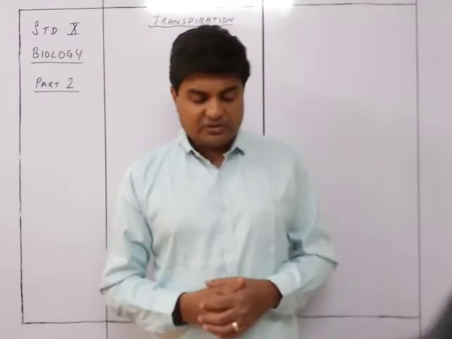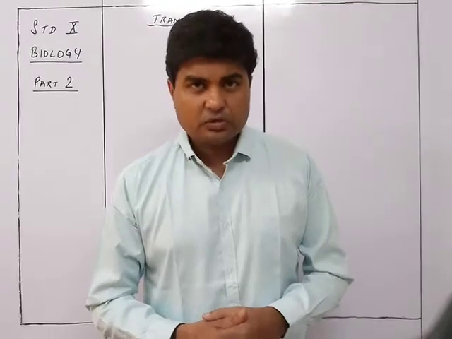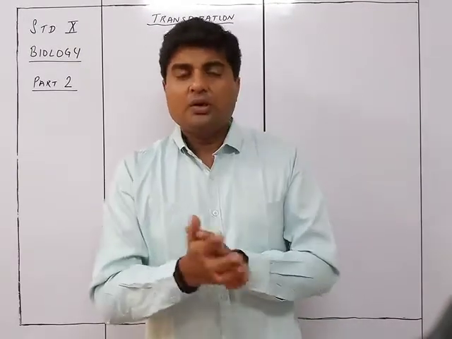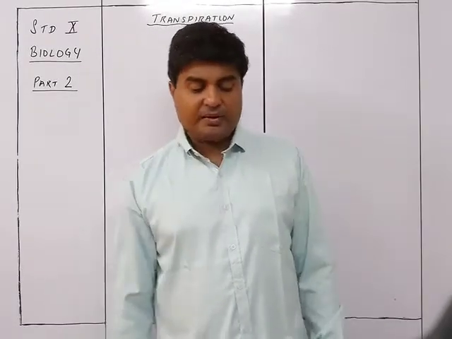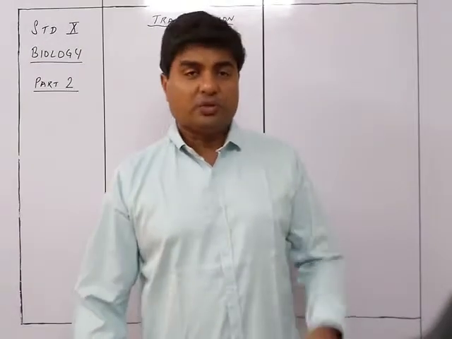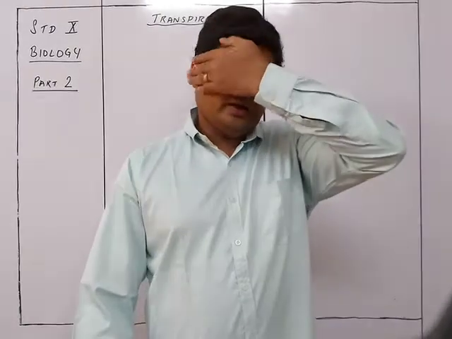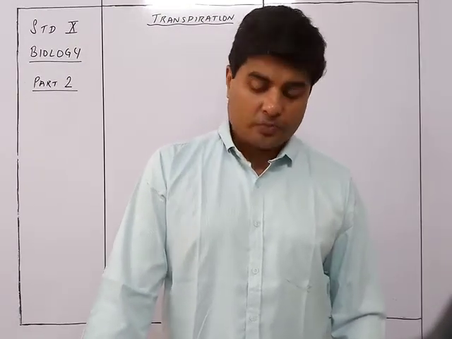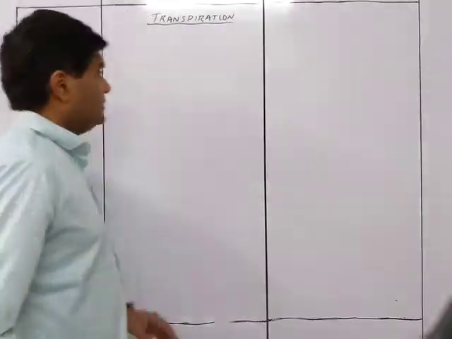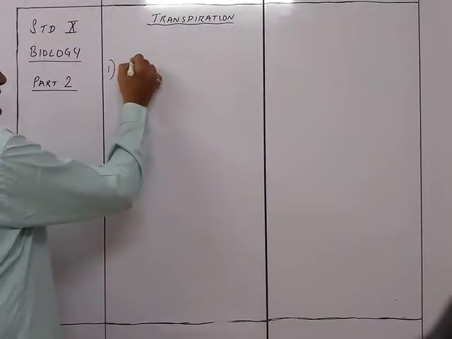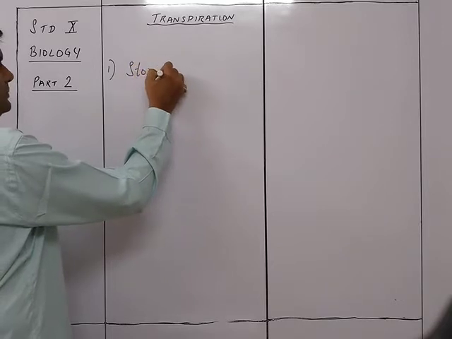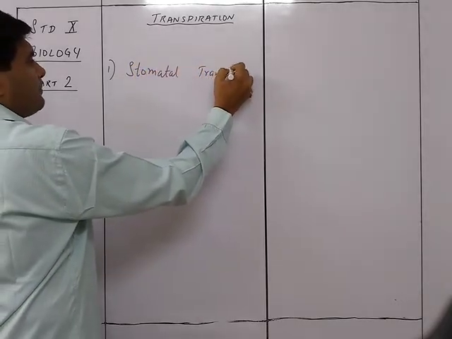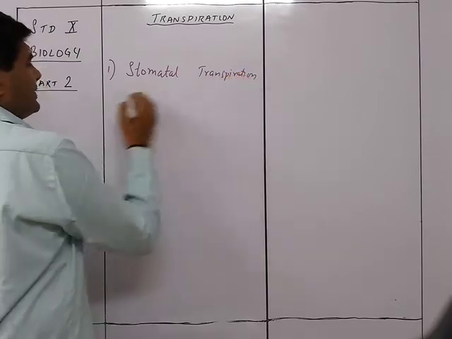Some is from the leaves through the stomata. The stomata of the leaves, mostly on the lower part, are the stomatal openings. The leaves lose water from these stomata, and that is why it is called stomatal transpiration. So the first one is the transpiration from the stomata, that's why it is stomatal transpiration.